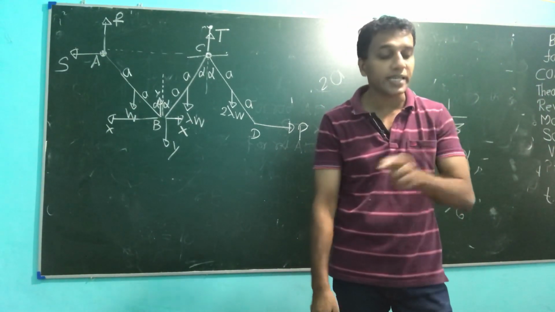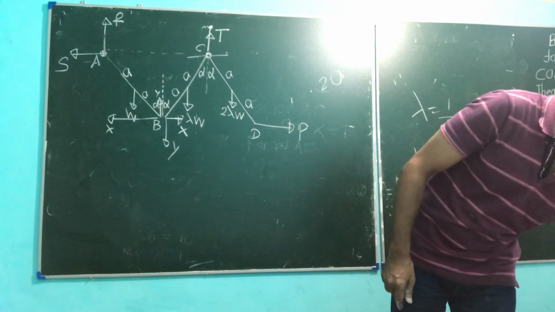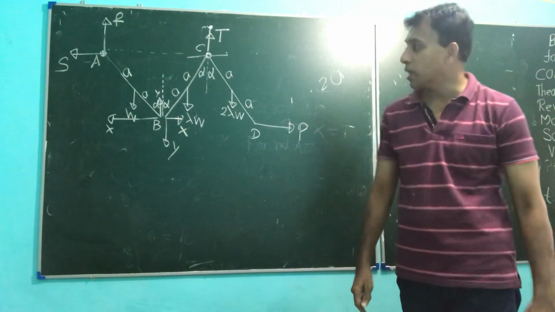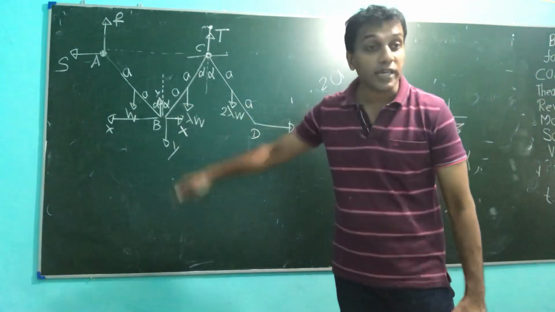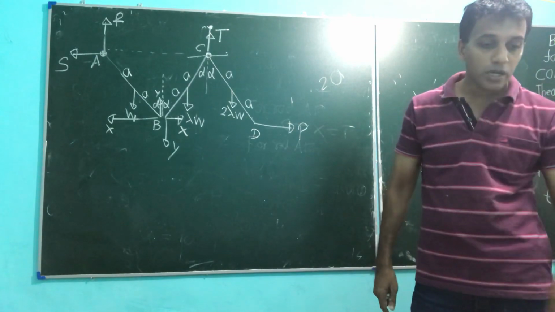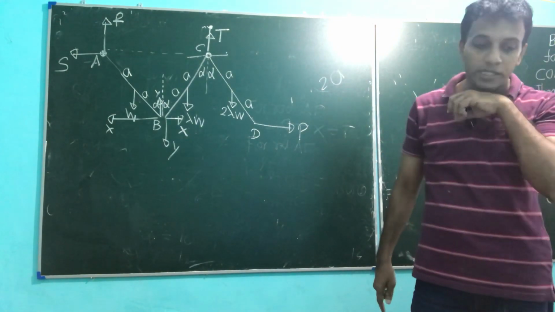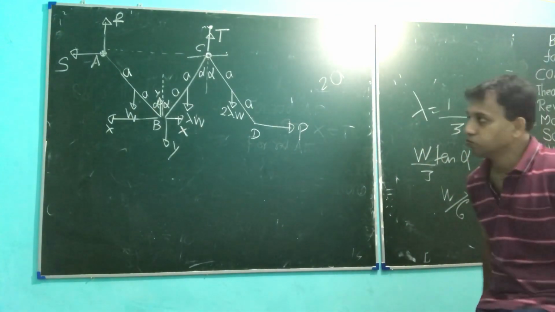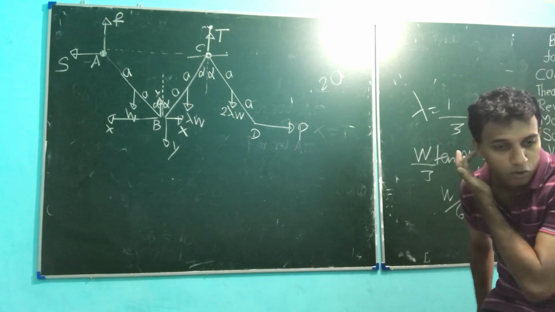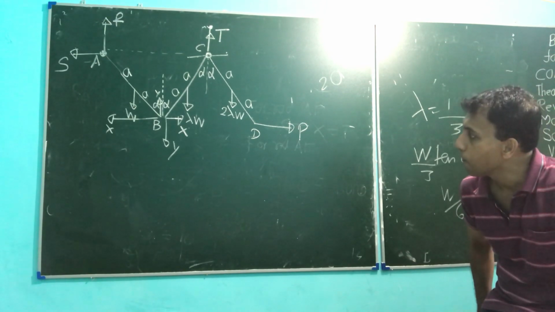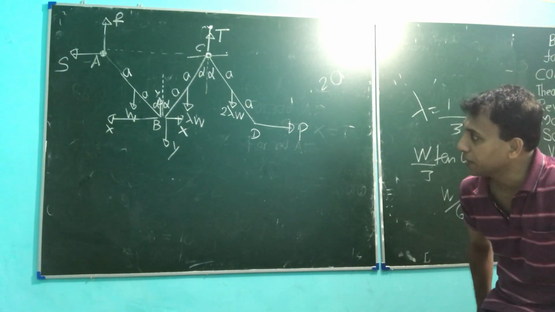For the rods BC and CD, take moments about B. For the system BCD, take moments about B. See how your first equation comes: T into, and lambda W, 2 lambda W.